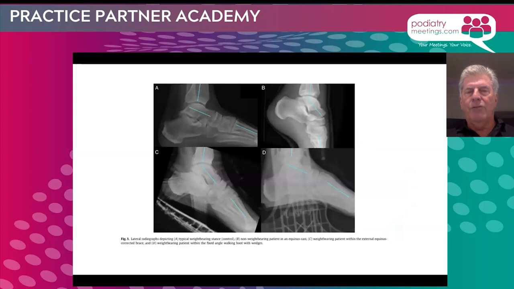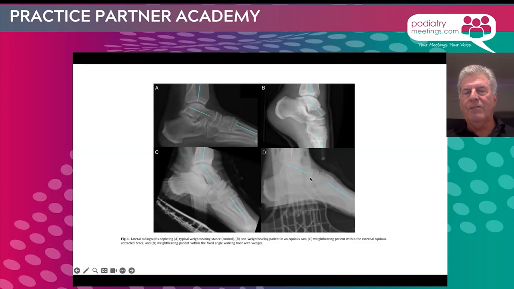The researchers took a lateral weight-bearing x-ray of the patient and they compared the 4 conditions. A would be a control subject without a rupture, and this is the normal alignment of the tibia to the talus. When the patients were placed in a plantar flexed equinus cast, we can see the marked change of alignment of the talus as the ankle joint moves into equinus. That marked position of equinus is reproduced fairly accurately in the Vacoped adjustable cam boot.